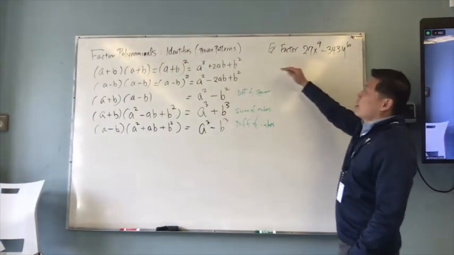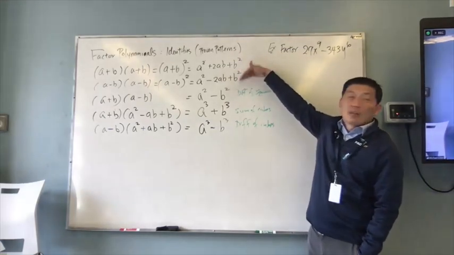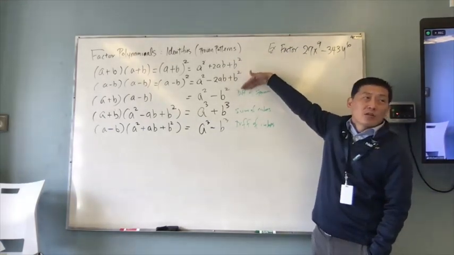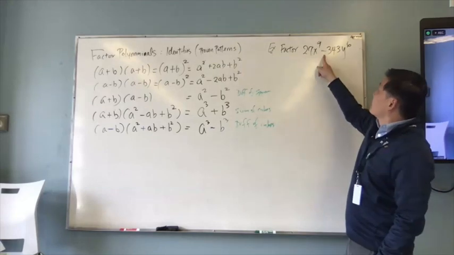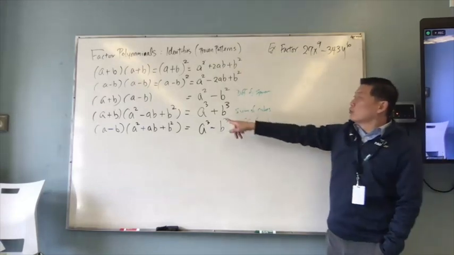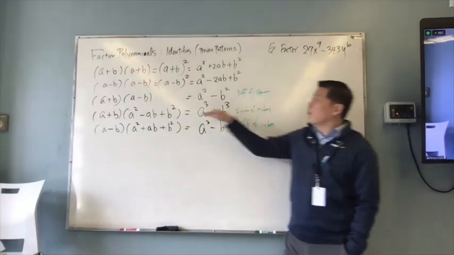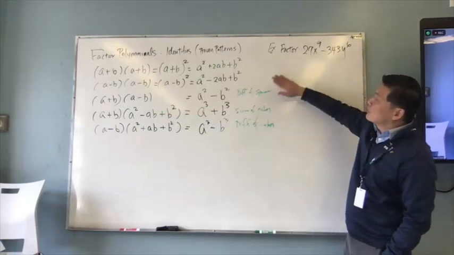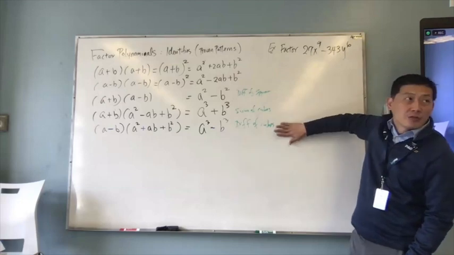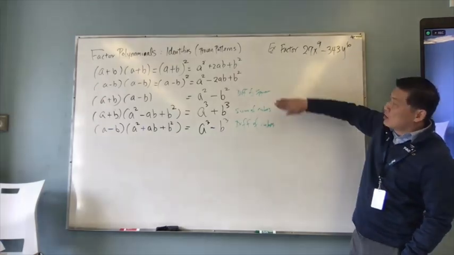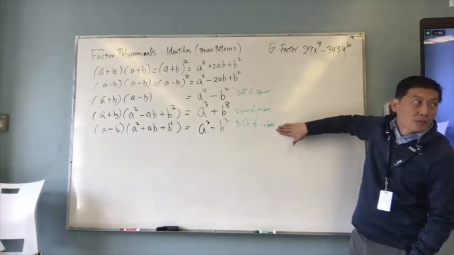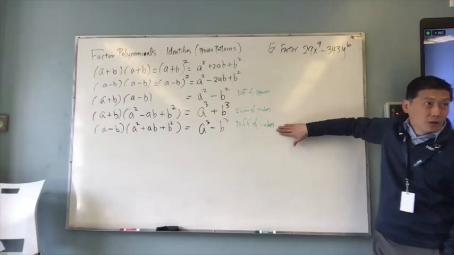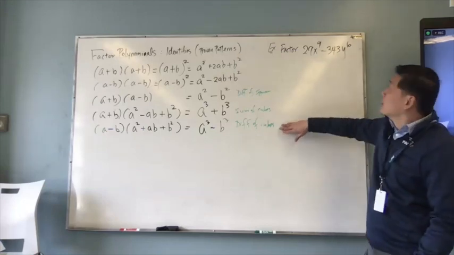Now, we know that we don't need the first one and the second one because they look nothing like this. There's a minus in between, so I don't need the sum of cubes, so the fourth one also goes away. So I have a choice between using the difference of squares or the difference of cubes. I can use this one and this one to solve this problem, right? You get my logic? Okay.